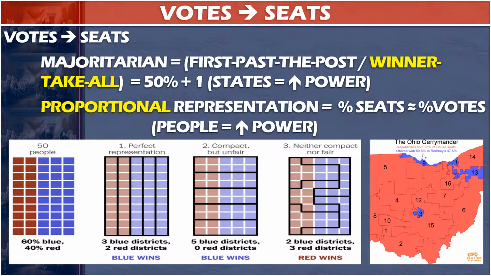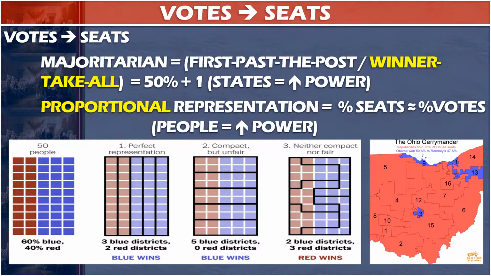So whoever can get 50 plus 1, or gather the most votes in this district, is elected. And this gives states a lot more power because states are basically a district. So we're not asking who has the majority in the country, we're saying who has the majority in Ohio, or New York, or California, or Michigan.